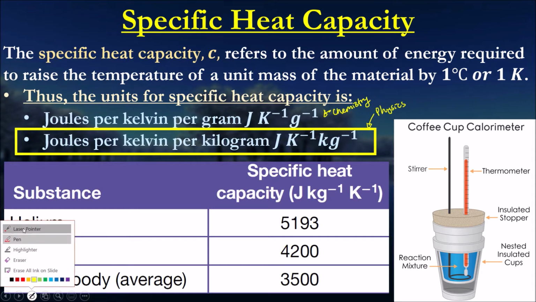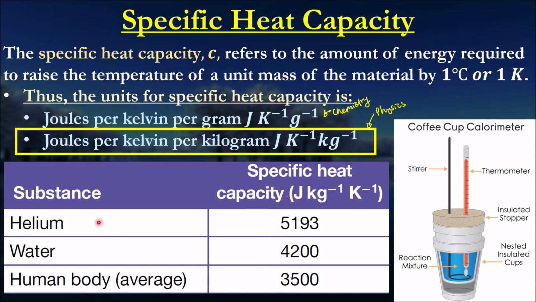If you have a look at the heat capacity of helium, it's about 5,193, water is 4,200, and so on. So what that actually means is to heat up water by 1 degree Celsius, you need 4,200 joules of energy per kilogram of water. Okay, that's what it means.